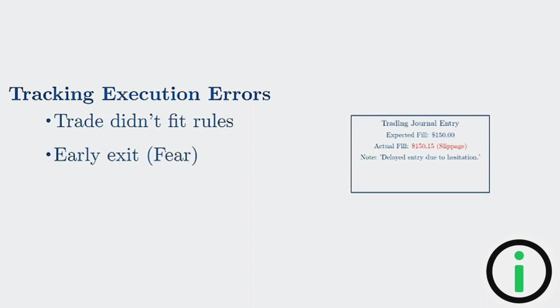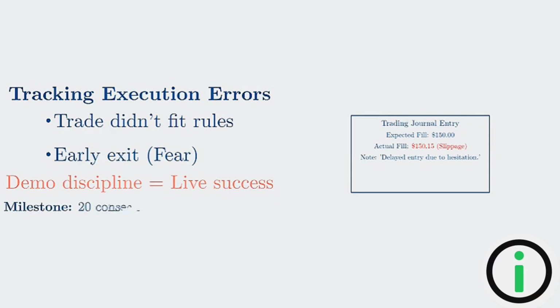Refer back to our Module 6 journal template. During this phase, you are tracking execution errors. Did you take a trade that didn't fit your rules? Did you exit early out of fear? If you cannot follow your strategy in a demo account, you certainly won't follow it when your hard-earned capital is at risk. Stay in this phase until you can execute 20 trades in a row with 0 emotional errors.